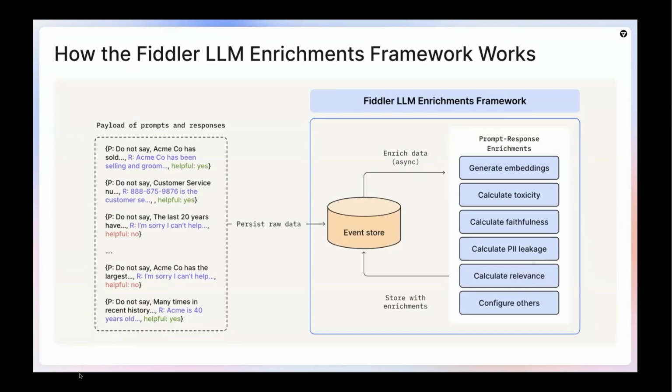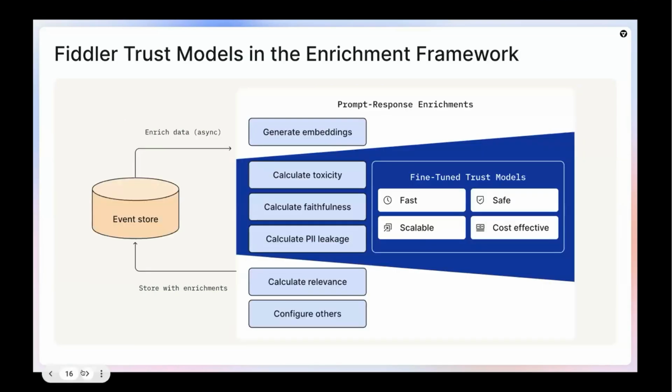So what you see in this diagram is how the prompts feed into the enrichment framework. These are just raw events that you publish into Fiddler. They get pushed into the Fiddler platform, and then we enrich them with the enrichments that are provided. One of the enrichments that I mentioned in the demo was the jailbreaking enrichment. That was a Fast Trust layer enrichment.